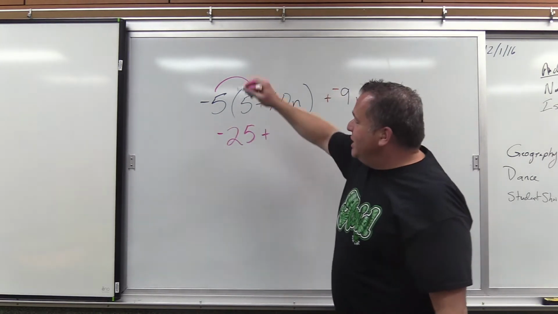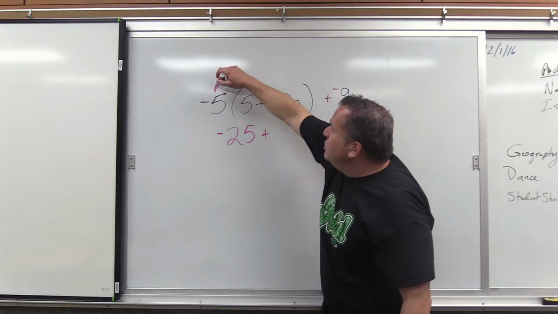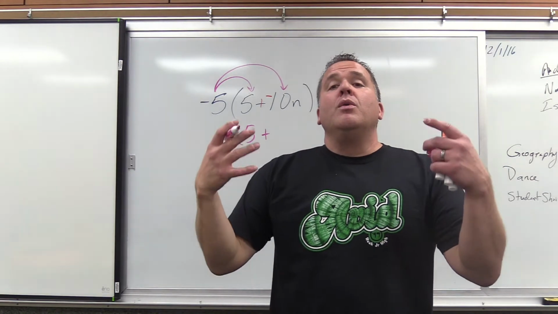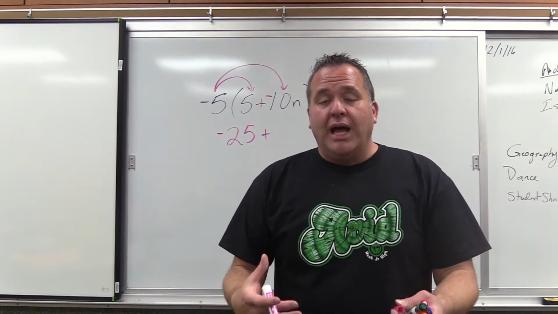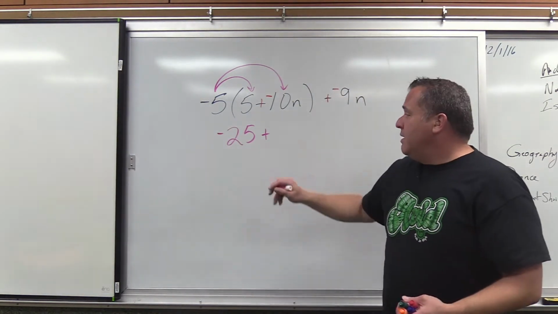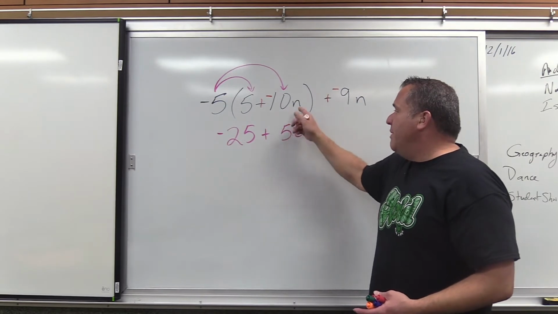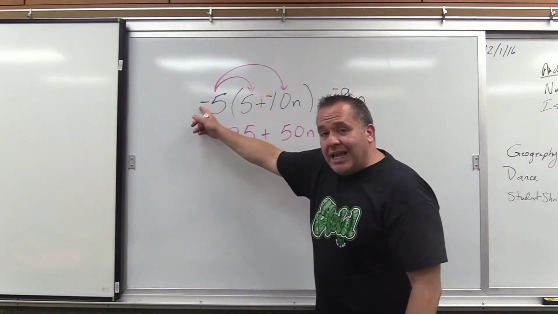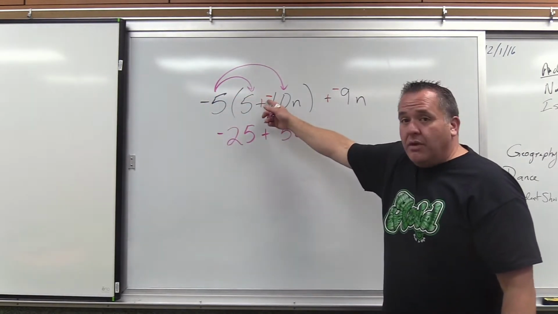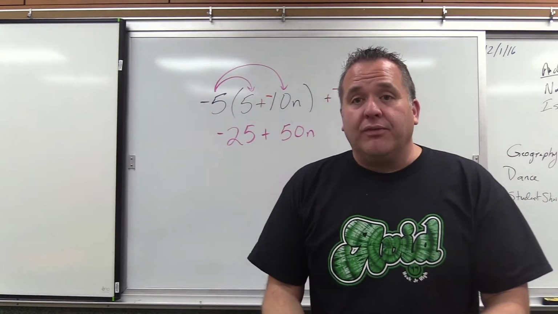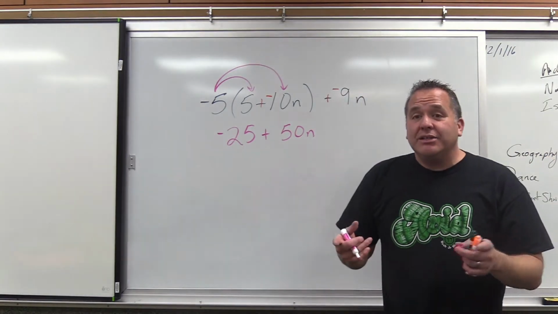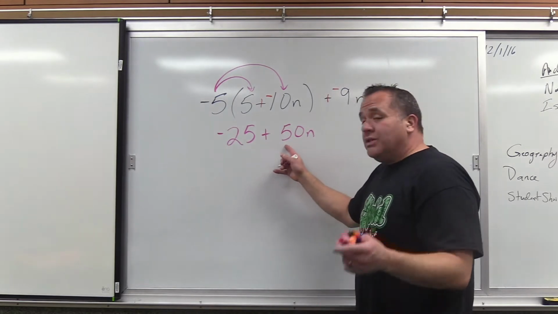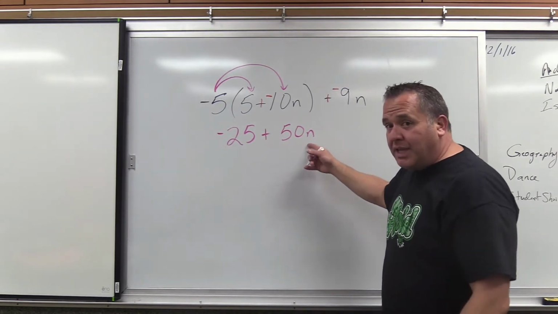And then what we do next is take this negative 5 and distribute all the way to the negative 10n. Now, we take the 5 and the 10 and multiply them. 5 times 10 is 50. And so I'm going to put 50. Make sure you include that in. Now, is this negative and this negative, are those signs the same or are they different? They're the same, and because they're the same, the answer will be positive. So it's going to be positive 50n.